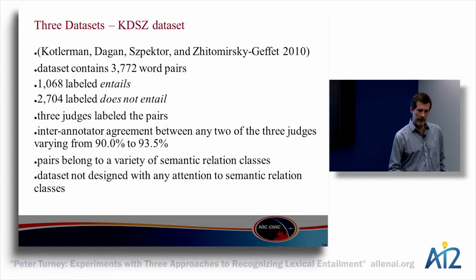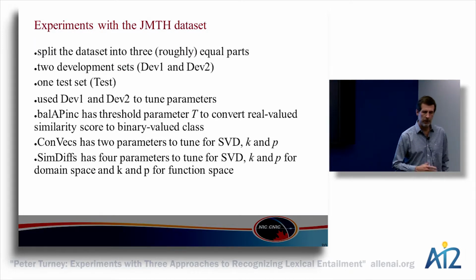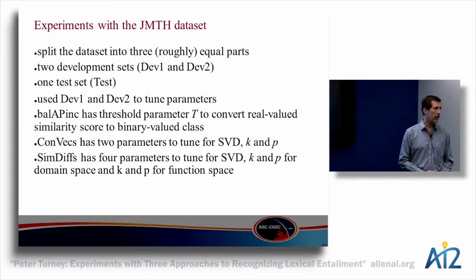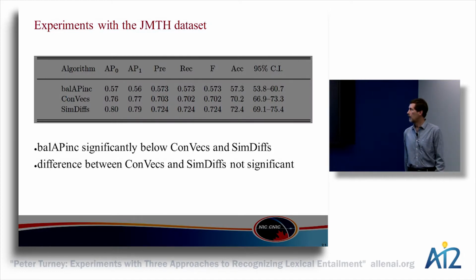So with the JMTH data set, this is the one that has the 79 pairs of relations. Actually multiply that by 2 because the relations can be in either order. So it's 79 times 2 classes. We split the data set into 3 parts, 2 development parts for tuning parameters and 1 test part. And these are the results.